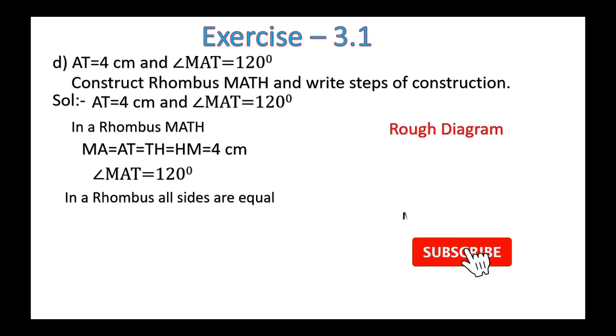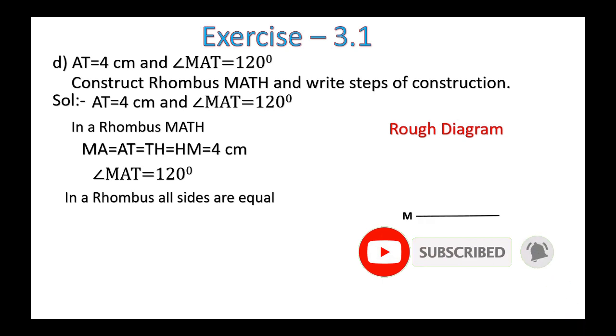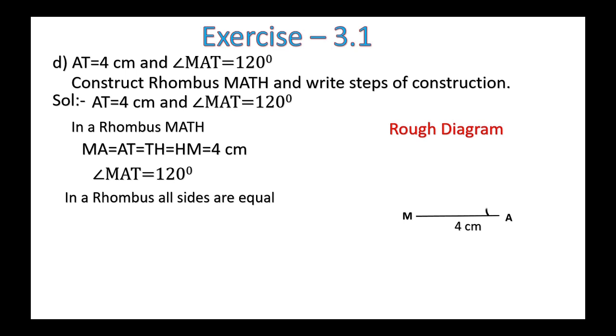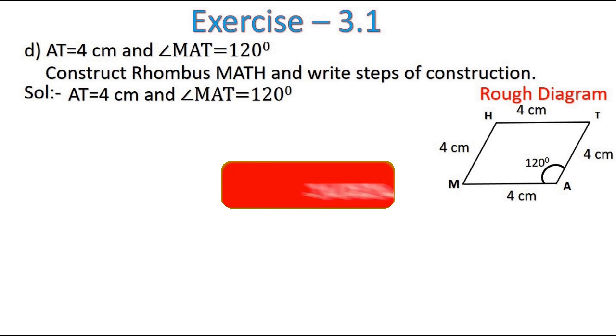Draw a rough diagram. MA is equal to 4 centimeters. Angle MAT is equal to 120 degrees. AT is equal to 4 centimeters. TH is equal to 4 centimeters. MH is equal to 4 centimeters. Then we go to draw rhombus MATH. Construction steps.